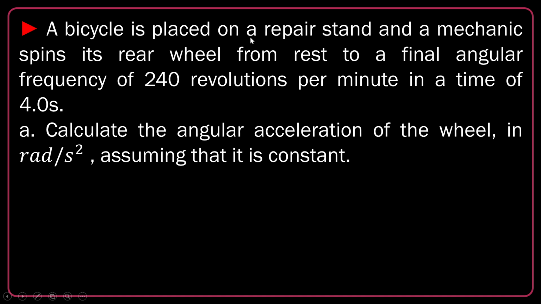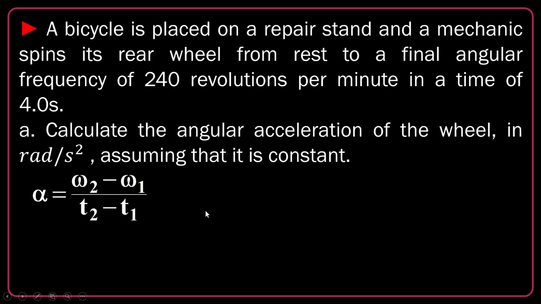A bicycle is placed on a repair stand and a mechanic spins its rear wheel from rest to a final angular frequency of 240 revolutions per minute in a time of 4 seconds. Part A: calculate the angular acceleration alpha of the wheel, in radian per second squared, assuming that it is constant. Okay, how to find it? Basically, angular acceleration is delta omega over delta t.